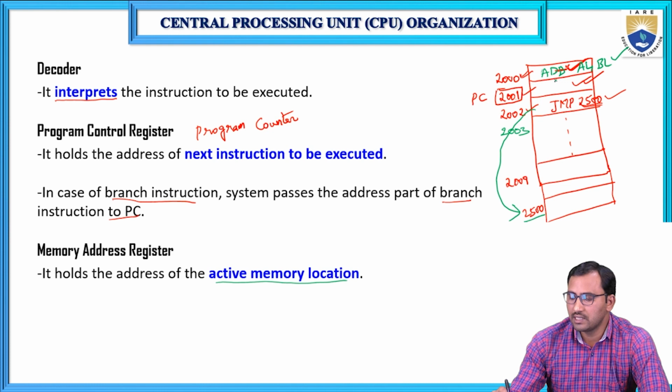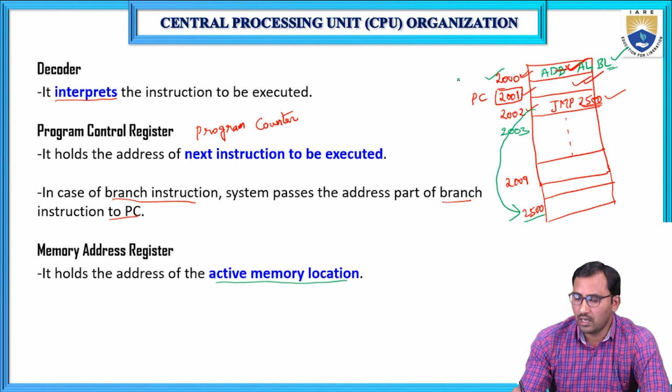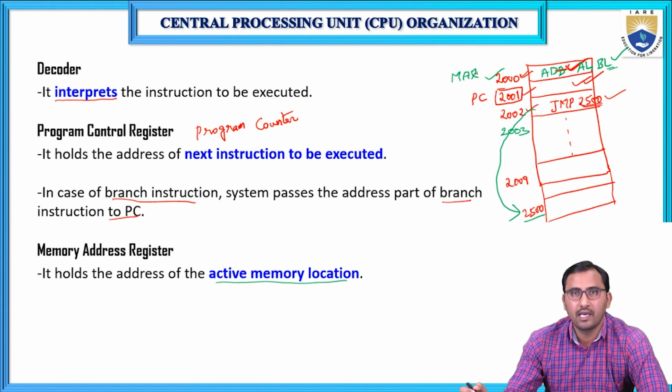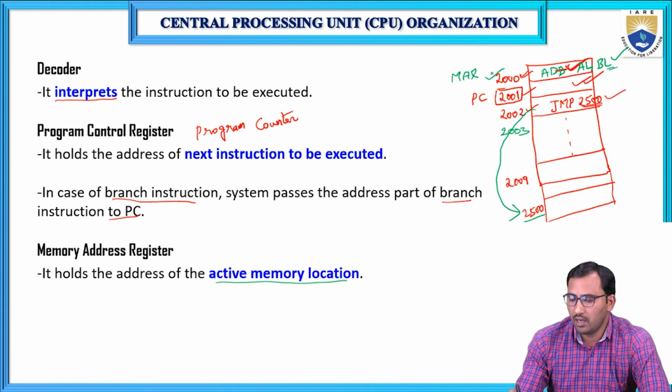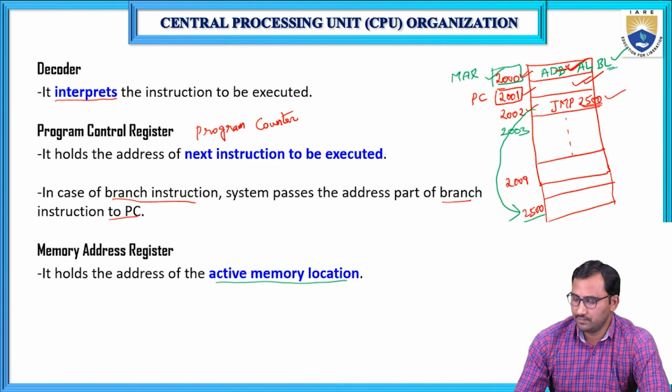That means for this add AL comma BL, what is the address of this instruction? The address is 2000. So that 2000 address will be stored in the MAR, memory address register. MAR holds the 2000 address. So this is the use of the memory address register.